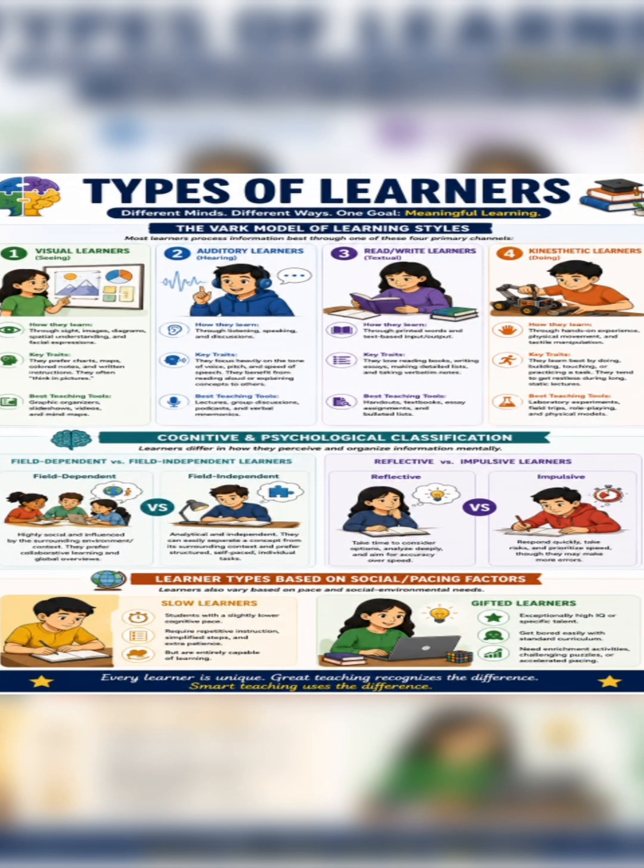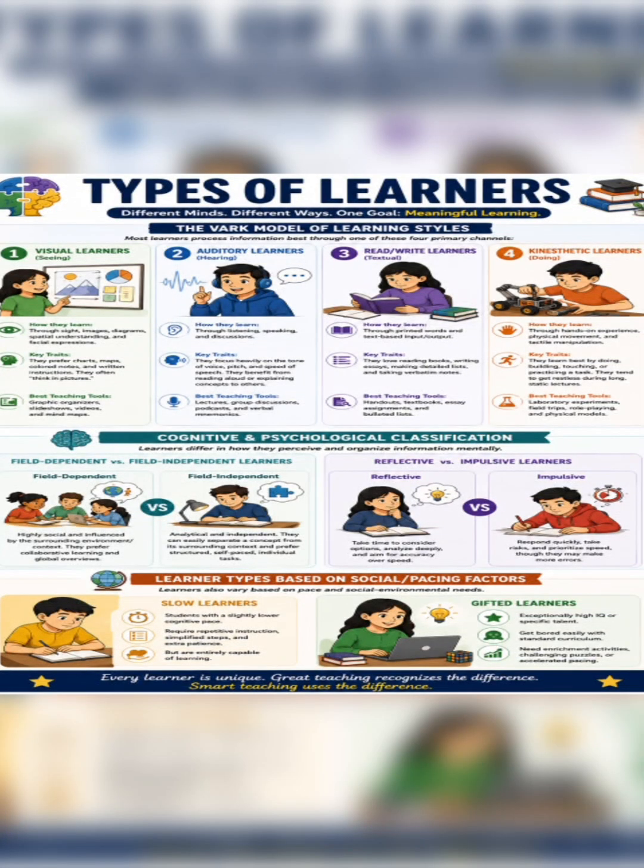Number four. Finally, in orange, we have kinesthetic learners. This is all about hands-on experience, physical movement, and tactile manipulation. They learn best by doing, building, or touching and tend to get incredibly restless during long, static lectures. Engage them with laboratory experiments, field trips, role-playing, and physical notebooks. But learning styles are only half the story.